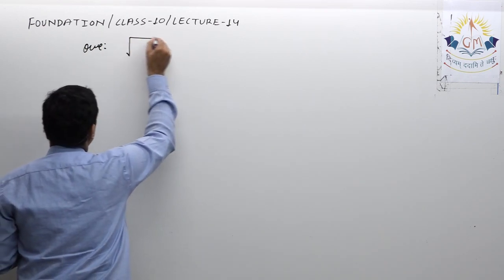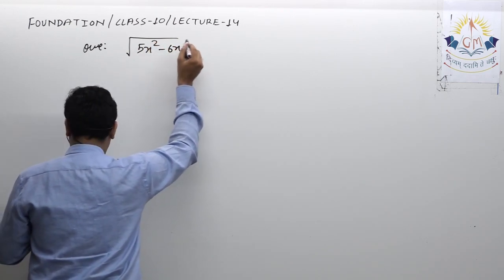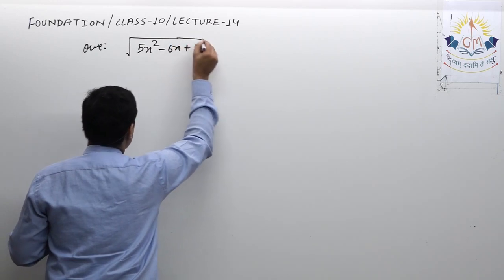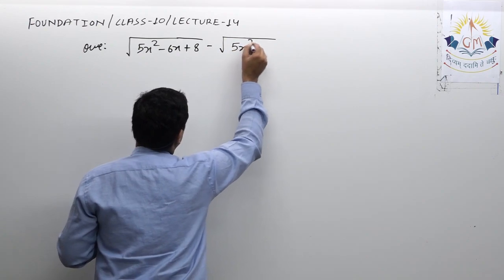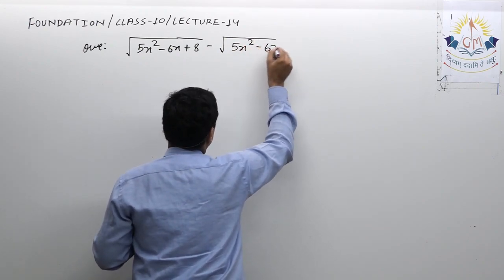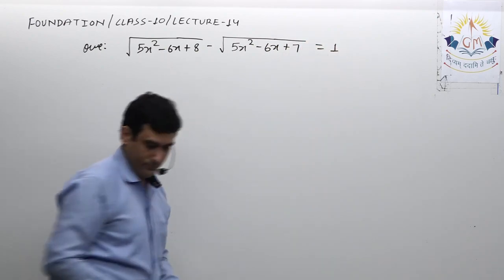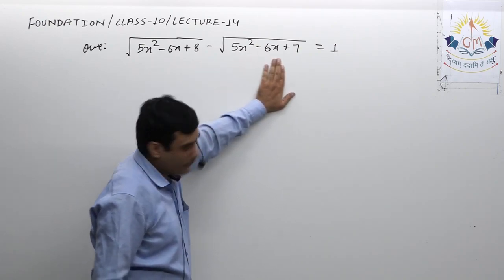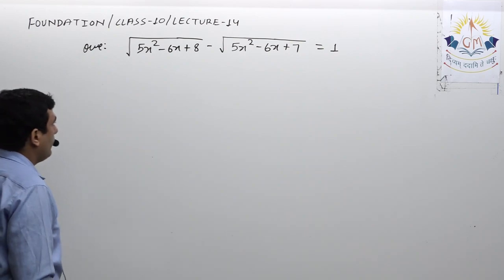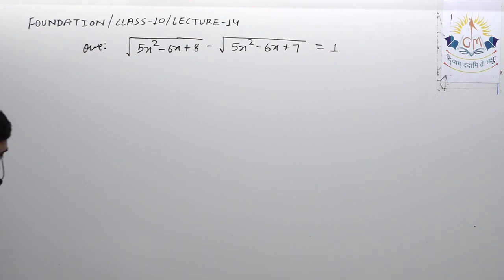It is root of 5x square minus 6x plus 8 minus root of 5x square minus 6x plus 7 is equal to 1. So think for a while how you will start this, then I will give you its solution.